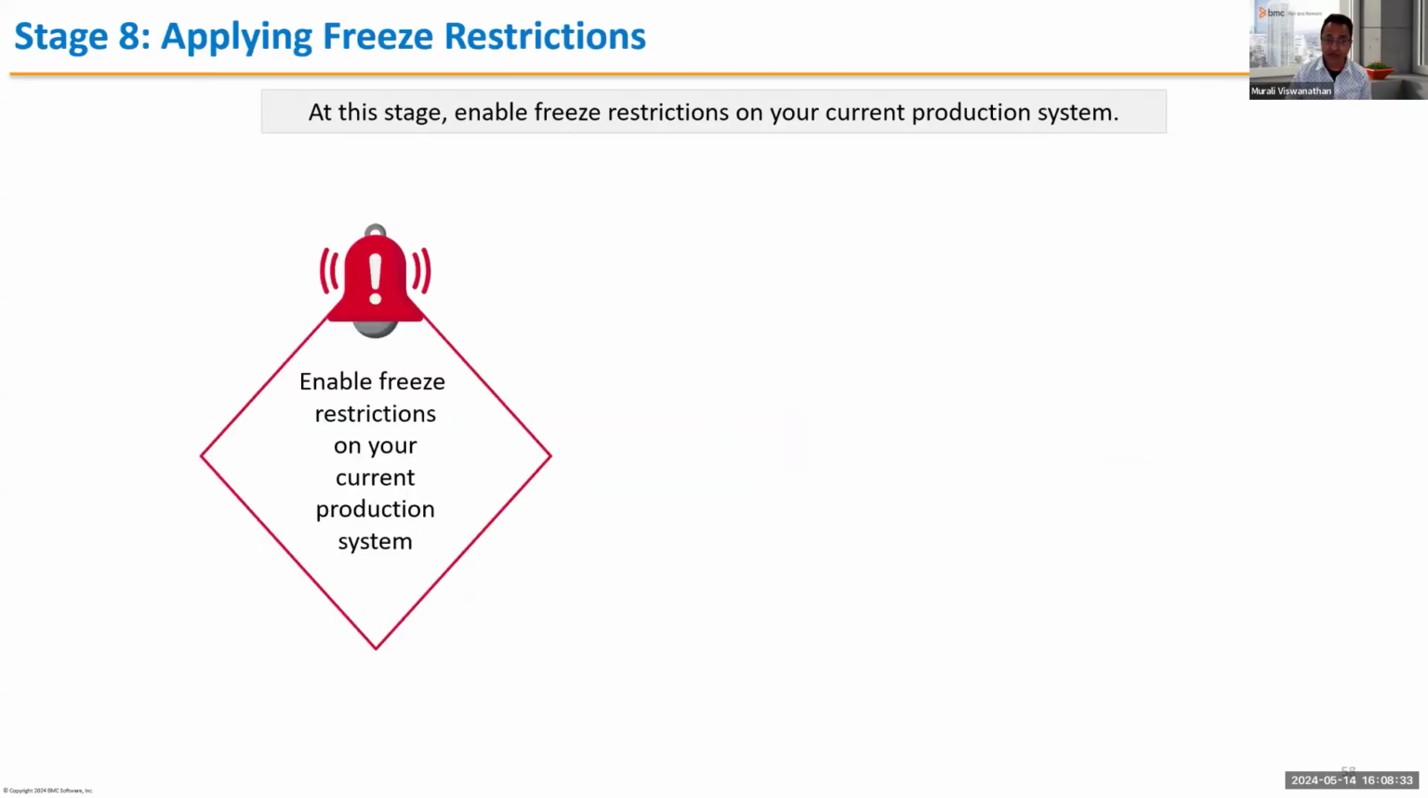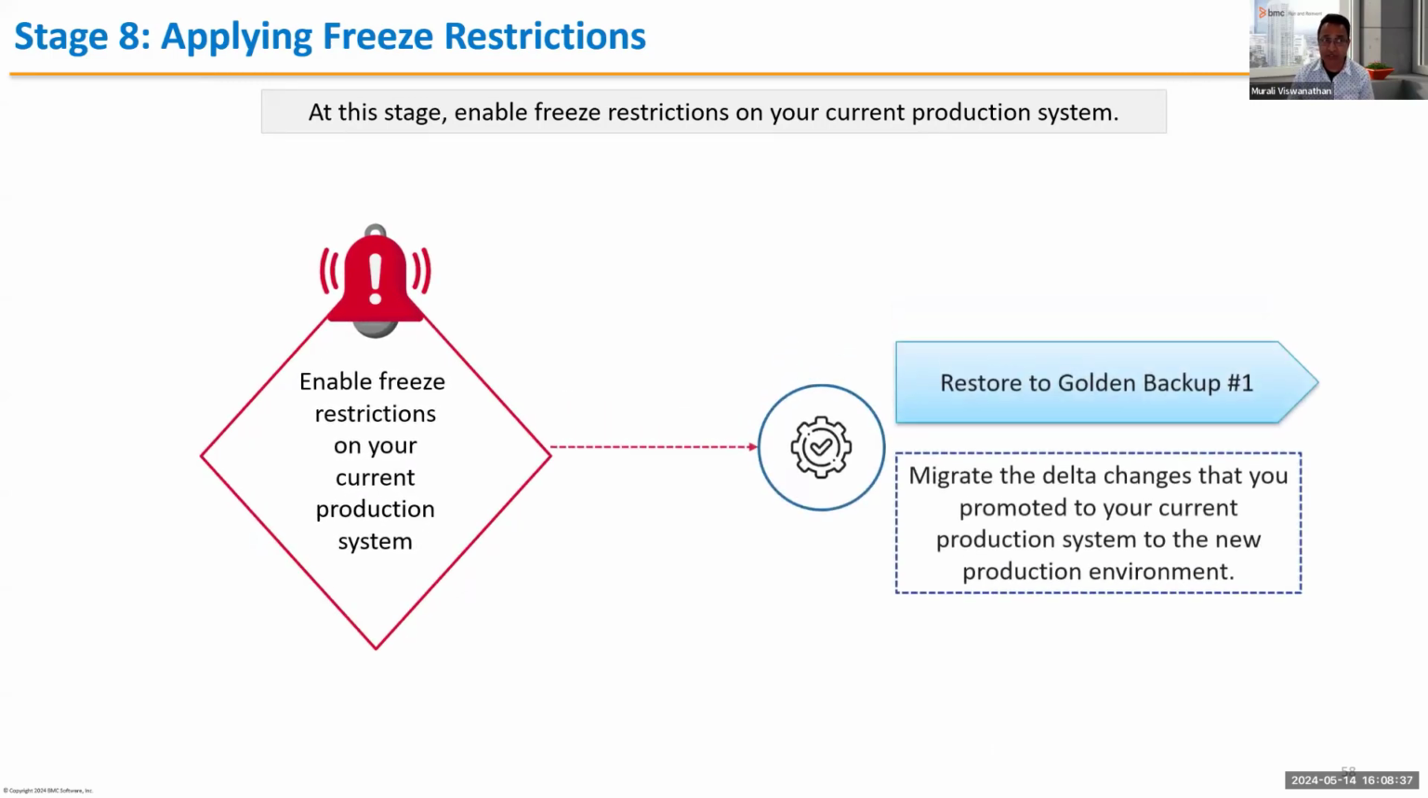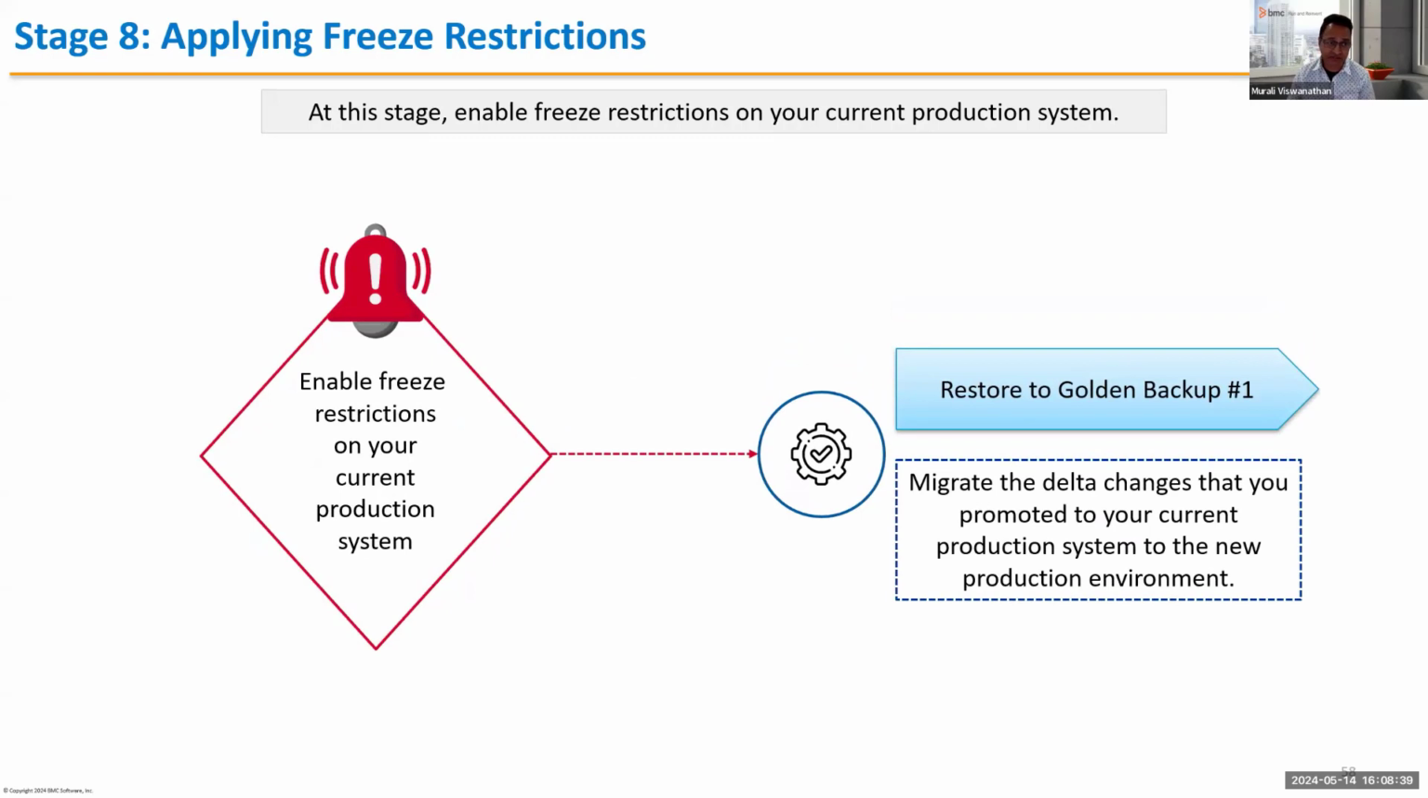So stage 8 is where you get a final opportunity to do a freeze. This is a permanent freeze for your customer. And as I said, typically after this, you should be able to go live. You'll be going live in a few weeks, for sure. So in this stage, you cannot go anywhere else. You have to restore the golden backup 1, which is without data.